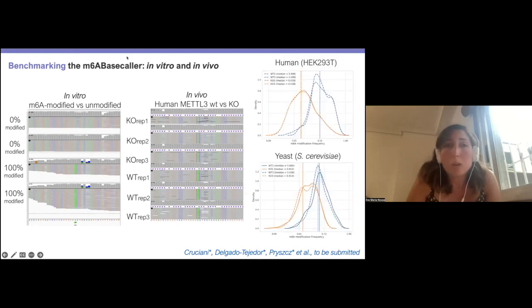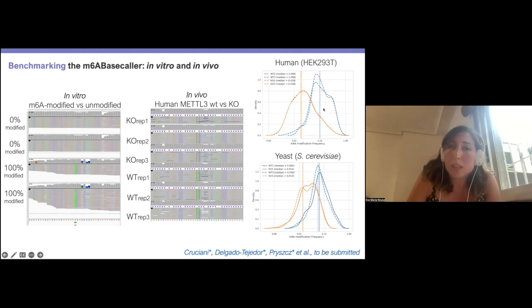So how does the global modification, because this could be just kind of cherry-picked examples, how does the global landscape of M6A modification look using this M6A base caller? Well, what we see here, for example, is that the replicates are highly replicable across independent runs. So you get around a 10% modification stoichiometry. This is what we predict globally.